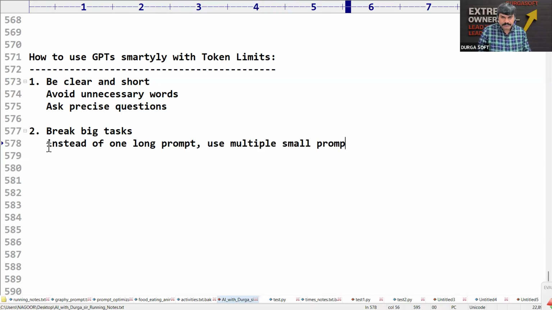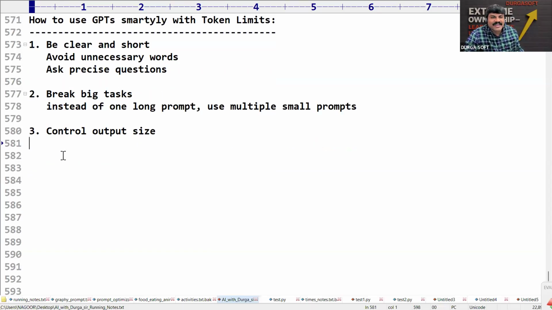Next, control output size. This is very important, sir. Control output size. The tool is going to generate the output, so why do we have to worry? Because to generate that internally, huge computing power is required.